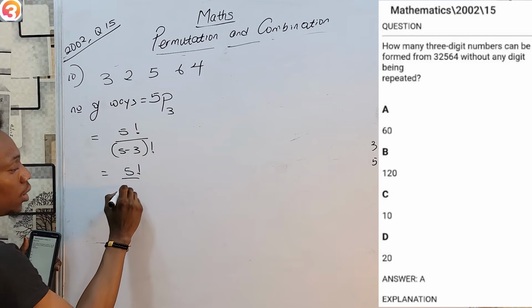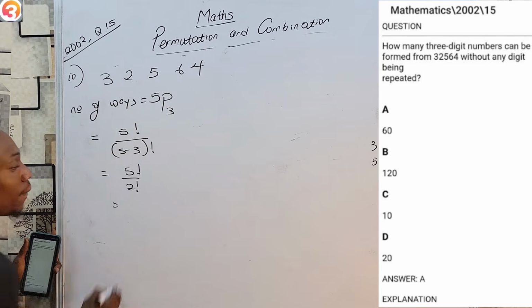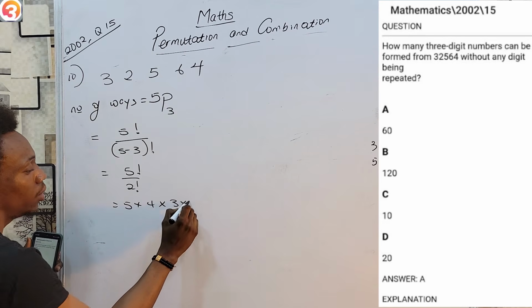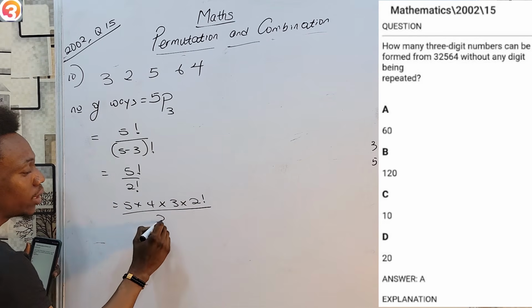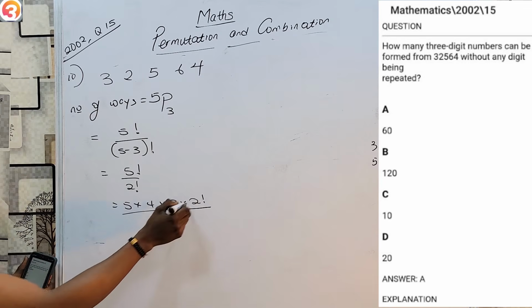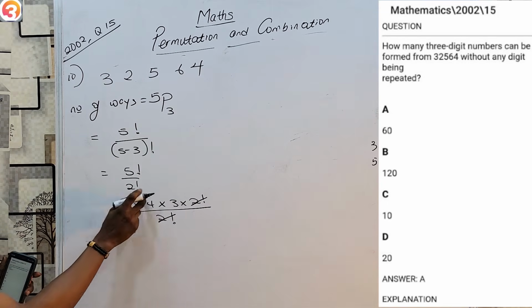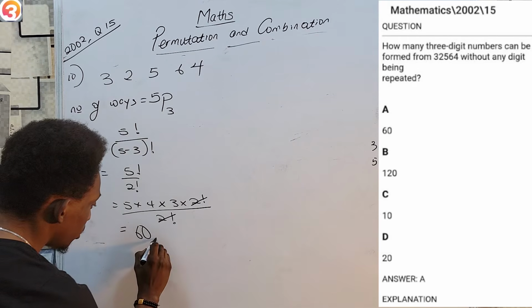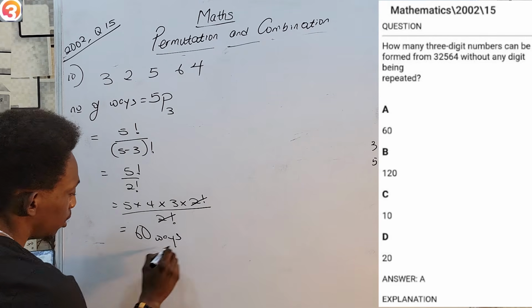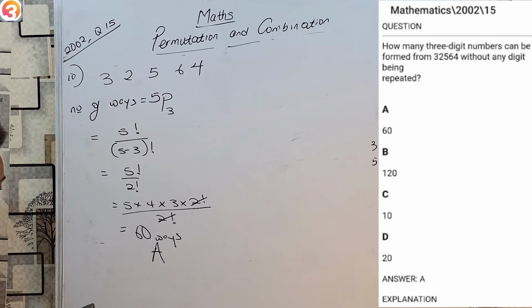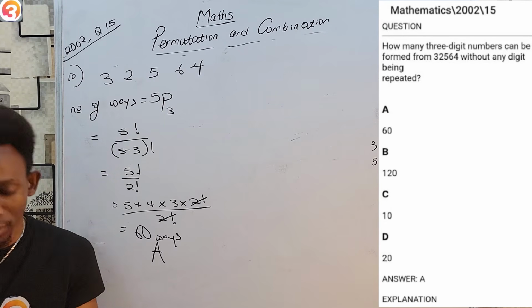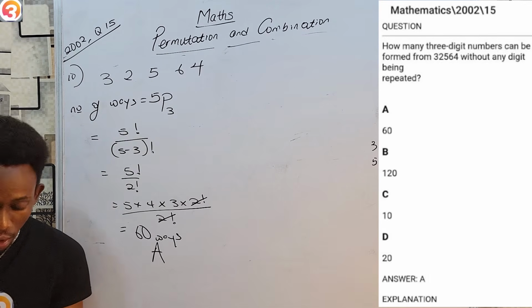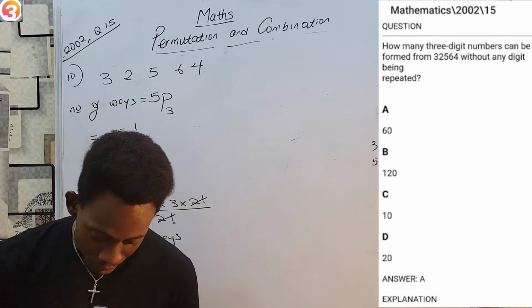That gives me 5 factorial over 2 factorial. And 5 factorial is 5 times 4 times 3 times 2 factorial. 2 factorial gets rid of 2 factorial. 5 times 4 is 20, and 20 times 3 gives me 60 ways, which is option A. And this brings us to an end of this class on permutation and combination.